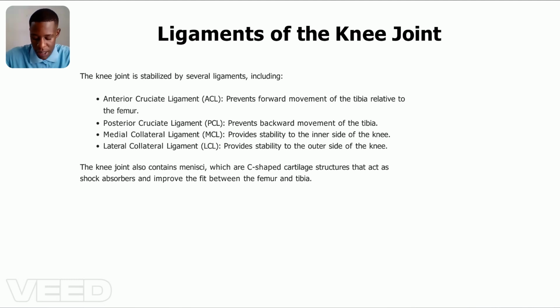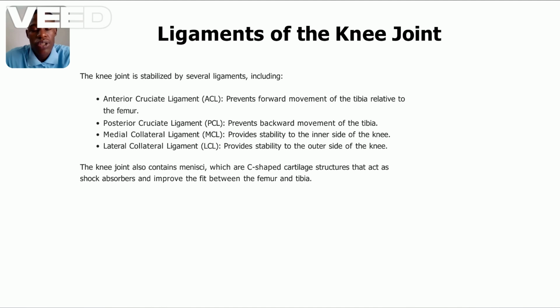The function of these ligaments is to act as shock absorbers, distribute the synovial fluid that is in the synovial cavity, or joint cavity, and divide the joint into two parts, the upper part and the lower part. But when people talk about the knee joint, these are the ligaments that are usually looked at. We've got the anterior cruciate ligament, most commonly called the ACL, which prevents forward movement of the tibia relative to the femur. We've got the posterior cruciate ligament, the PCL, which prevents backward movement of the tibia.